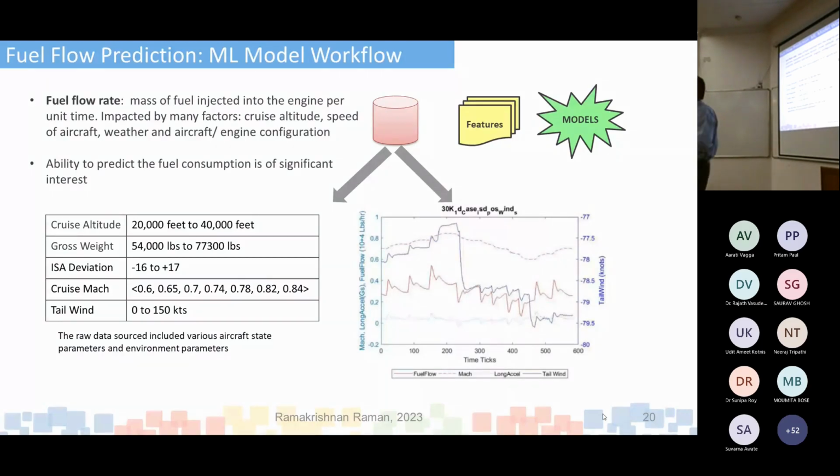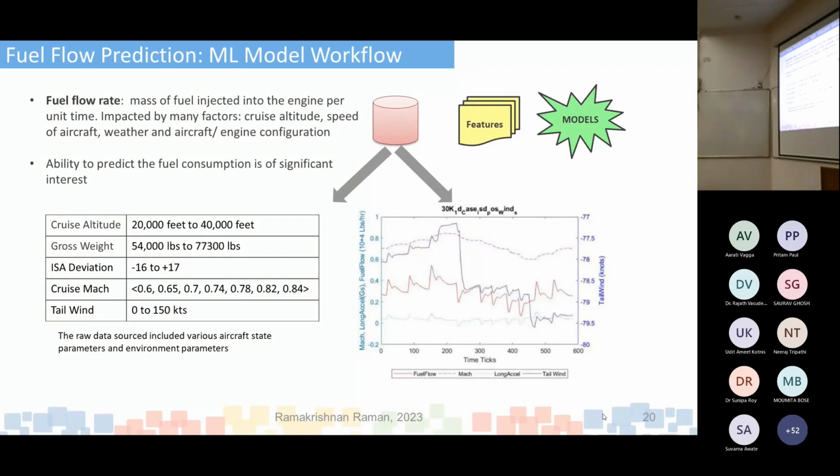So the first key step is to look at all the operational scenarios and conditions to which the system is subjected. Do you have data that covers them? In this case, for example, we have over 170 scenarios of various altitudes, various gross weights, various speeds, various accelerations and decelerations, all of those. We have to get data spanning all those conditions. Only then will our model be robust enough. Otherwise, it's going to give very erroneous predictions.